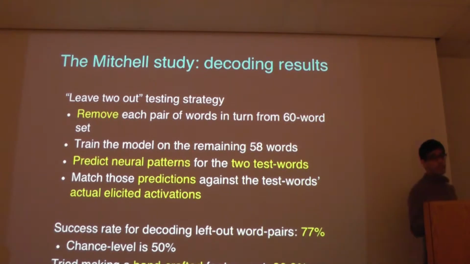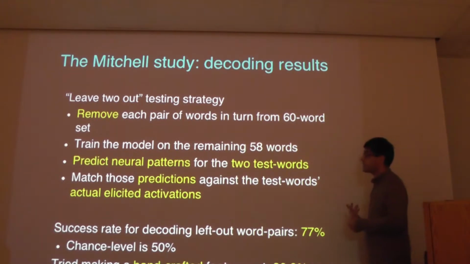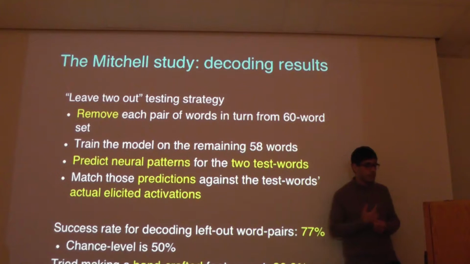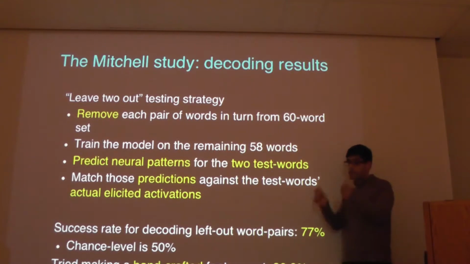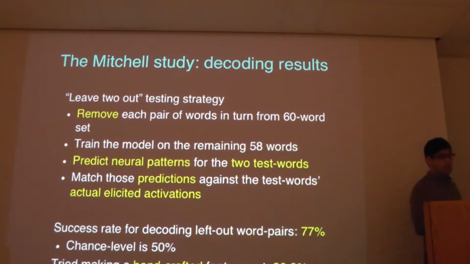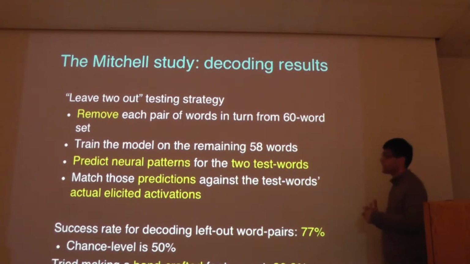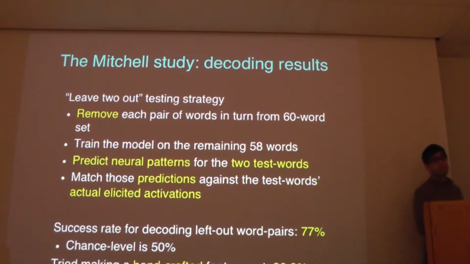But no, this was still a big advance, and it is actually a very challenging thing to do. Even if you say, I'm going to tell you what 58 of the words were, and I'm only going to leave out 2 of them, and you just have to guess which one's which. So you have a 50% chance rate. If you were just blindly guessing, you'd get 50%. And they ended up doing much, much better than chance. They got, I think, about 77% correct.